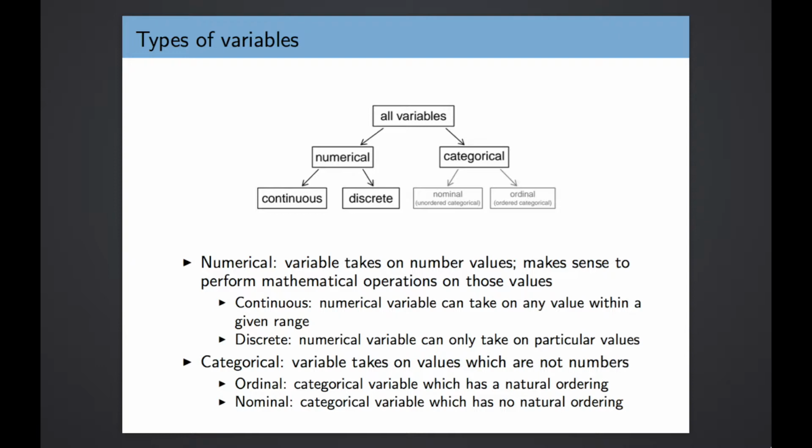The other primary category of variables is a categorical variable. This variable takes on values which are not numbers. So for example, you might want to know about somebody's gender, right? The categories male or female or non-binary or other, those are not numbers, but they are useful pieces of data. So an ordinal categorical variable is a categorical variable which does have a natural ordering to it, even though it's not a number. And a nominal categorical variable is a categorical variable like gender, which I was just talking about, which has no natural ordering.